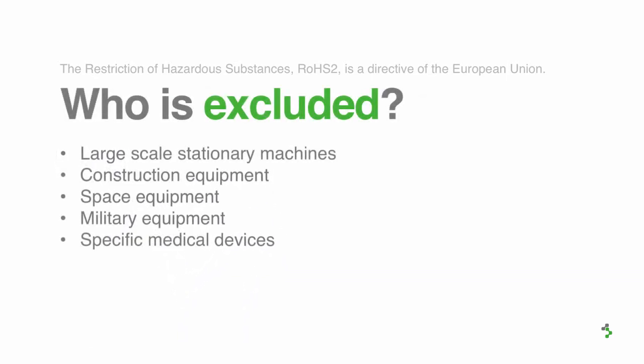There are exemptions in RoHS2 and there are permanent exclusions. Permanent exclusions are usually tools considered necessary and stationary in many cases. These include large-scale machines, construction, space, military equipment, and specific medical devices.